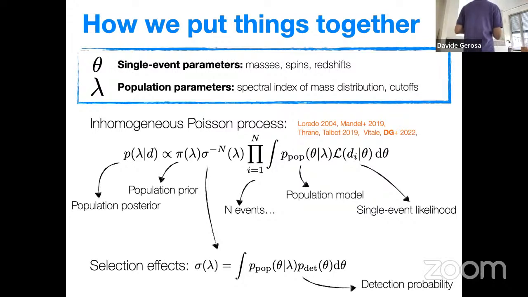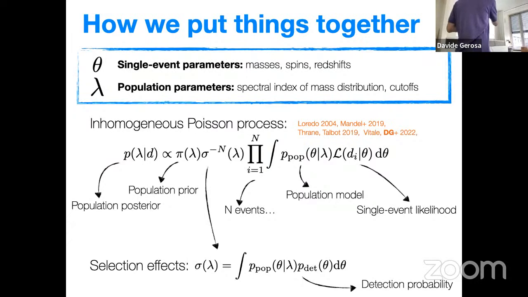So, okay, let me explain this equation. I'm going to call thetas the parameters of the single events. Think about the masses, the spins, the redshifts, and so on. So for each black hole binary, you observe these things. So if you have 100 events, you have 100 values of the total mass, say.